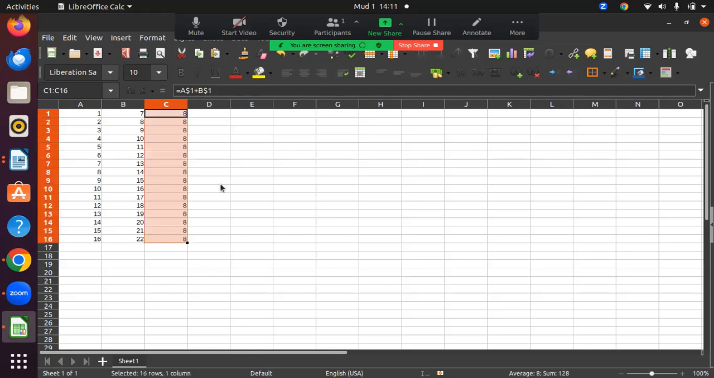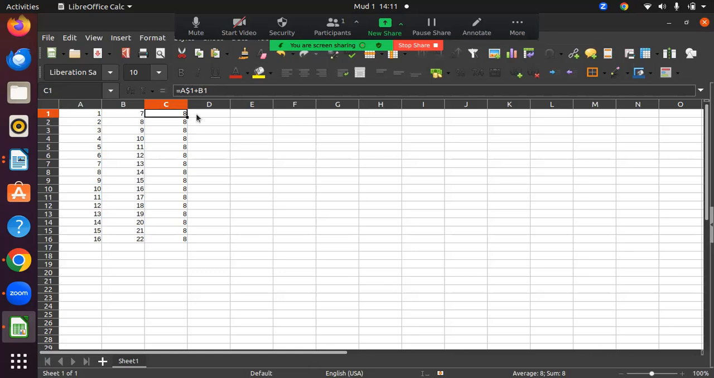Okay, why are we getting 8? Because we actually used absolute referencing, we've said that we are only interested in 1 and 7. If I remove that $ sign, it simply means that I am only interested in 1. So it will be 1 plus 7, 1 plus 8, 1 plus 9, 1 plus 10.